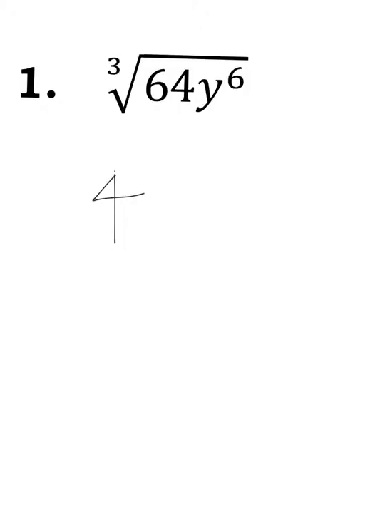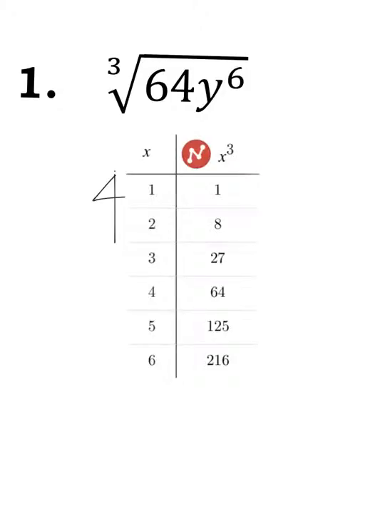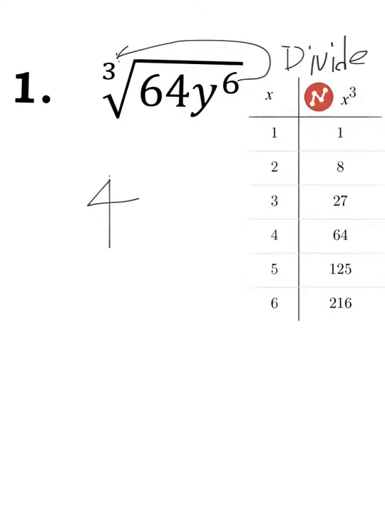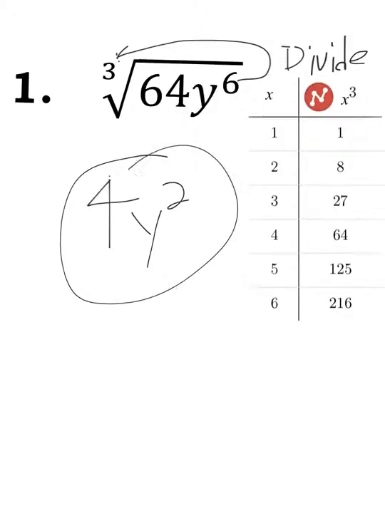I can pull up a list here of perfect cubes, and you would just type in x to the third on your calculator and pull up the table with Control T. But yeah, 64, cube root of that is 4. And then the thing you need to do now is when you have exponents, just divide them, okay? So I'm just going to do y to the 6th divided by 3. 6 divided by 3 is 2. So my final answer is 4y squared.